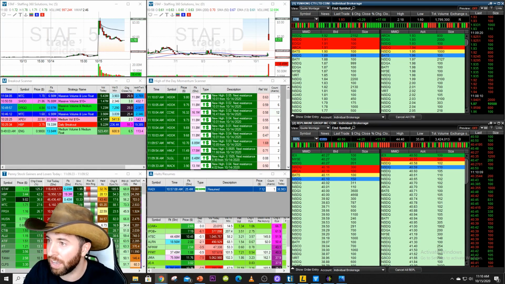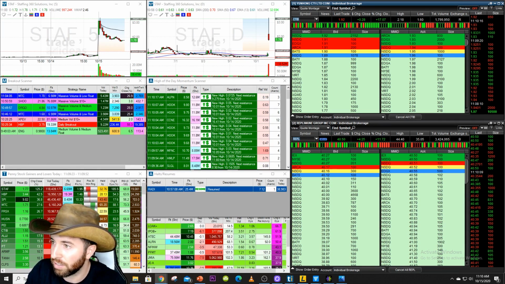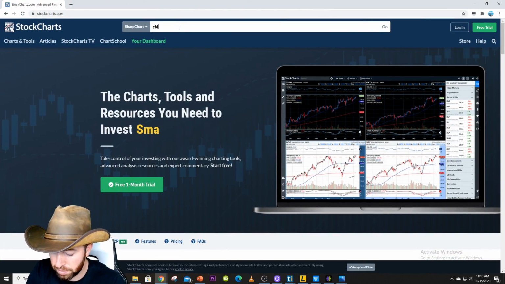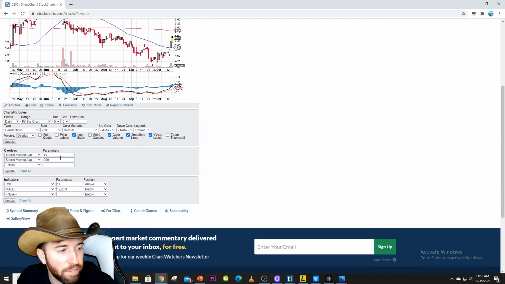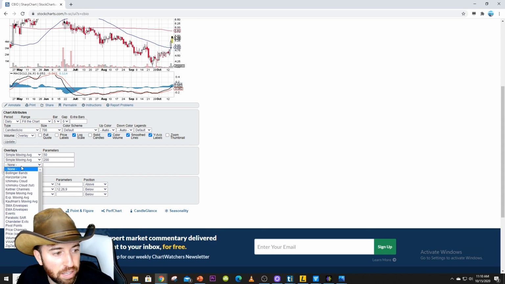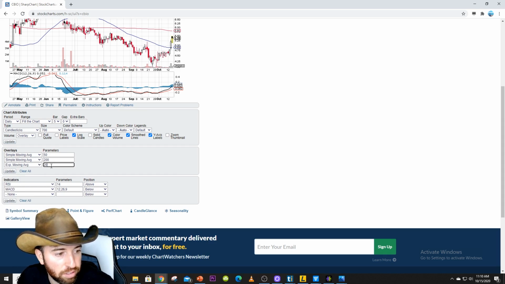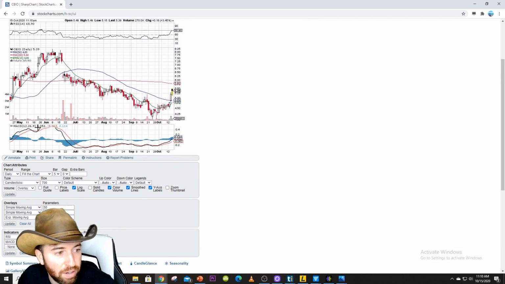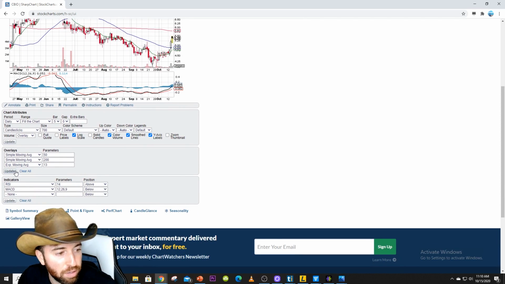If you don't have scanners, just go, as I said, to stockcharts.com. Type in any stock you want. Let's type in CBIO again, and you can go to the very bottom. Simple moving average right here, that's great. We can add our 13 exponential, 13 EMA, that's absolutely great. And then we can maybe try some new things out. Here's the MACD on the bottom. We could test that out. We can go ahead and maybe add some more.